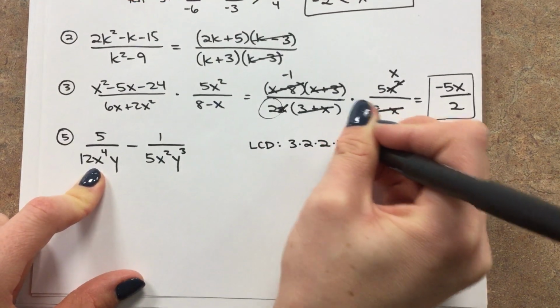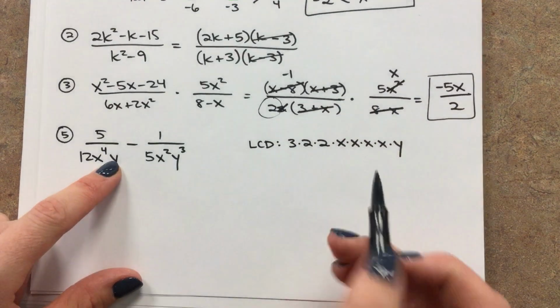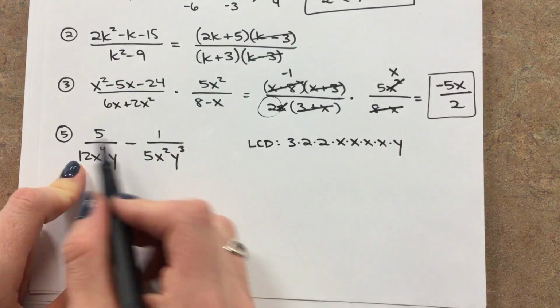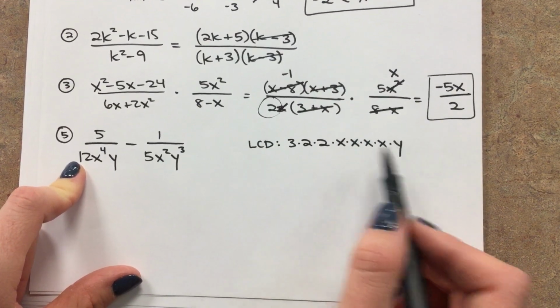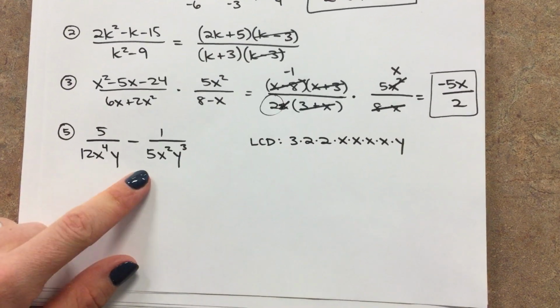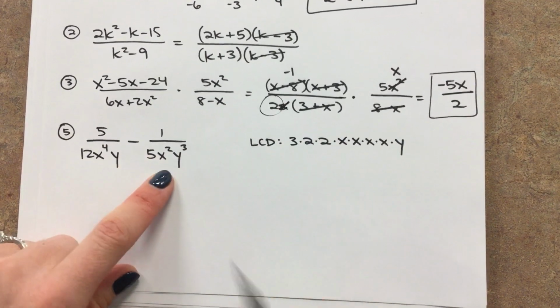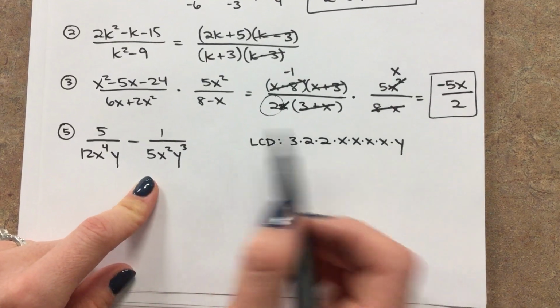The x to the 4th means we've got 4 copies of x and then 1 copy of y. So like this, all of these pieces from this first denominator have to be included in our LCD. So this is just the 12 x to the 4th y completely broken down into all its individual factors. And then the 5x squared y cubed, I have to have all these pieces as well. So this is where if you're missing anything from the LCD, you add it in.